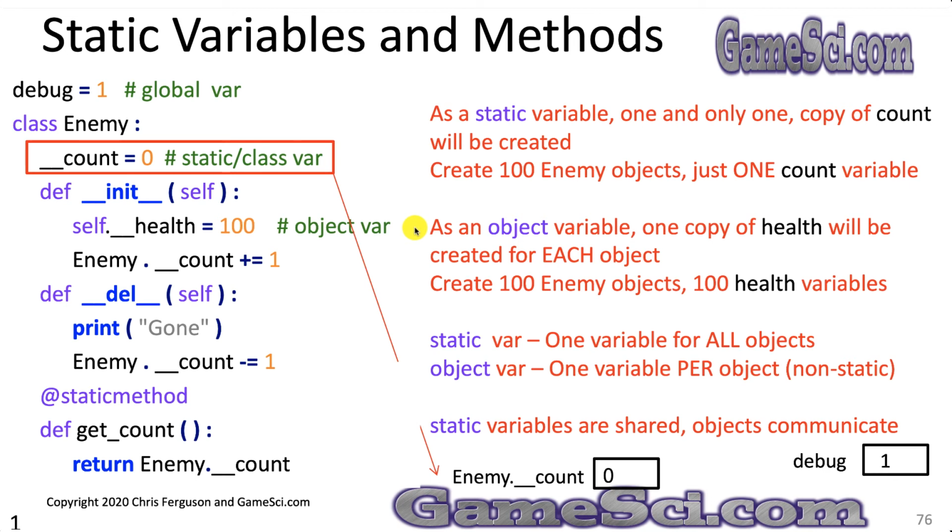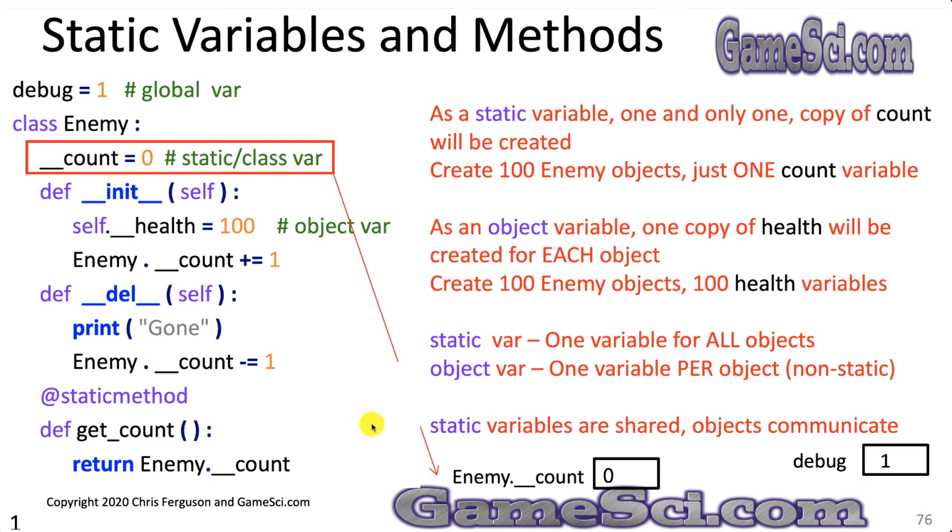As an object variable, one copy of the health variable will be created for each object. Over here, I create a self.__health variable. This is called an object variable. Every time I build an object, I will build another copy of this variable. If I create 100 enemy objects, I will create 100 copies of this variable. If I create 100 enemy objects, I will still only have one copy of the static variable. A static var means one variable for all objects to share. An object variable means one variable per object. That means it's non-static. I will get one copy of this variable for every object.